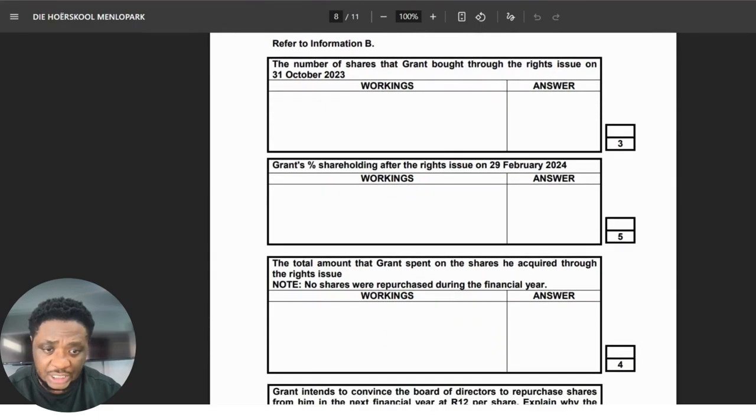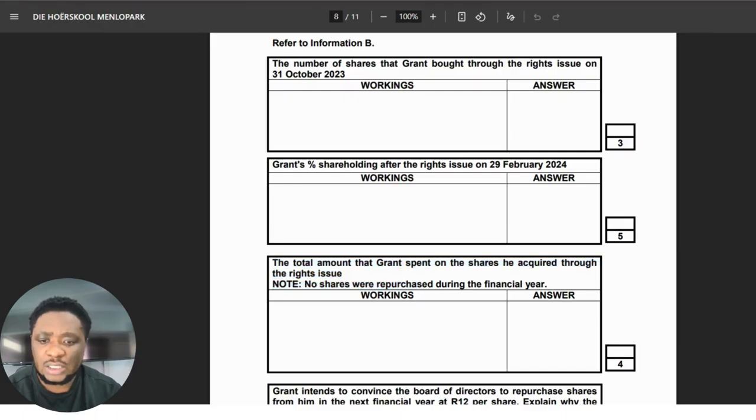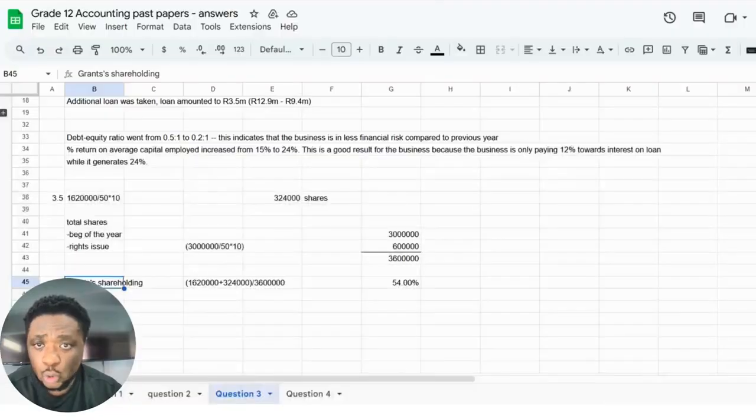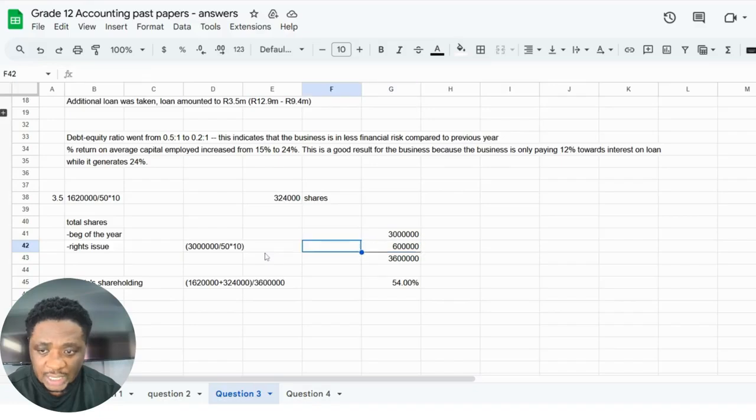Then the next question says calculate the total amount that Grant spent on the shares he acquired through a rights issue. So basically, how much did he spend on these shares? We have to figure out how many shares were purchased and what the issue price was, and then multiply the issue price by the shares that Grant bought. So what do we know? We know that 600,000 shares were issued during a rights issue.